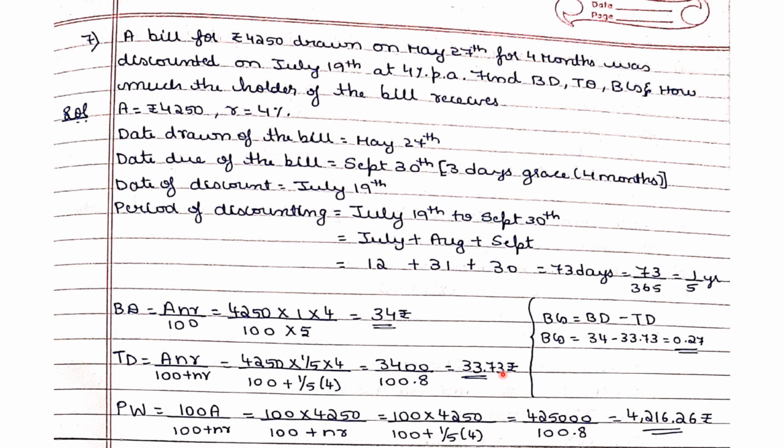Here they are asking how much the holder of the bill receives. What is the value he receives out of rupees 4250 after discounting? If the whole amount is 4250, after discounting he will get the present value, that is 4216. After discounting, this is the value he is receiving. How do you get to know this? Use the formula present worth equals 100A divided by 100 plus NR. This is the present worth value that the holder will be receiving.